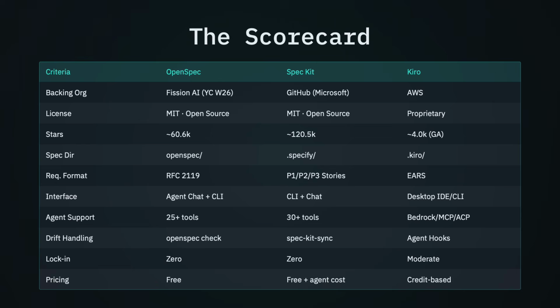But the pattern that jumps out is this. OpenSpec and Spec Kit are nearly identical on paper. Open source, MIT licensed, zero lock-in, and differ mainly in ecosystem reach and notation. Kiro is the outlier on almost every row, because it isn't really competing on the same axis. It's not a lighter weight version of the other two, it's a different category of product.